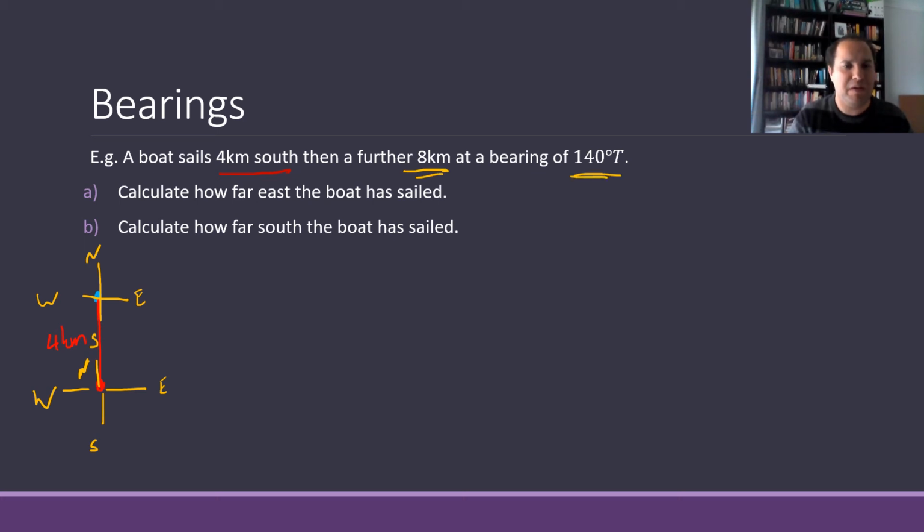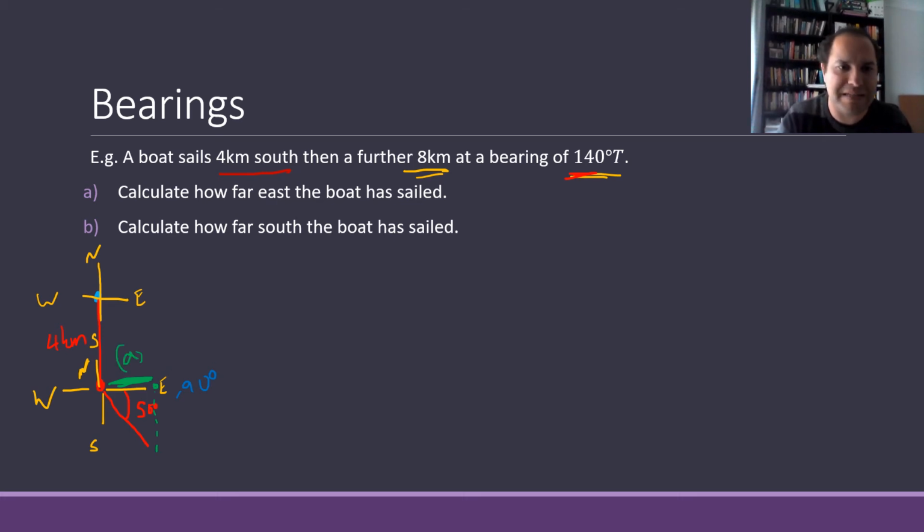90 is over here at east, so 140 will be somewhere down here, and our angle is 50 degrees more than the 90 degrees going to east. That gives us 140. Now, how far east has the boat traveled? Well, that will be this length here. Okay, so that will be our answer to A, how far east he's traveled.